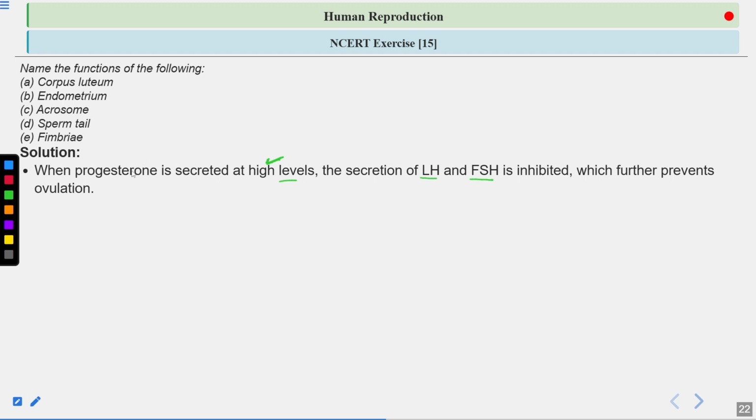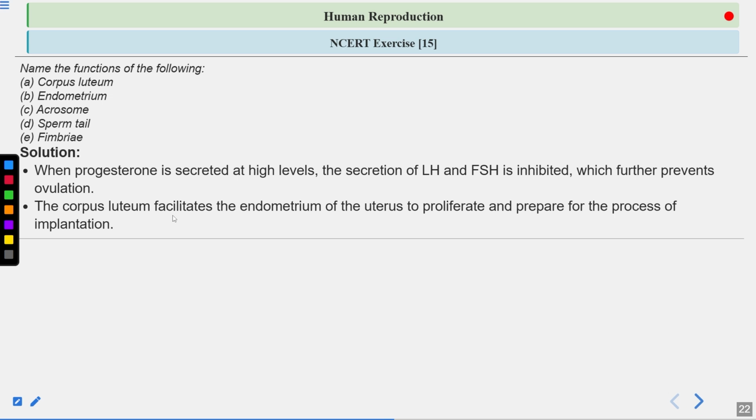In the luteal phase, there is a maximum concentration of progesterone, and this high level of progesterone inhibits the LH and FSH. So after ovulation, LH and FSH levels are very less. Okay, this corpus luteum secretes progesterone, and this progesterone helps to maintain the endometrium. Okay, and this is very necessary for the process of implantation.